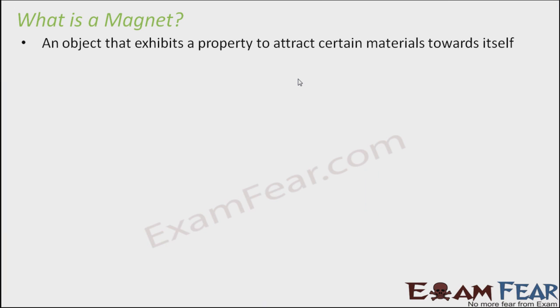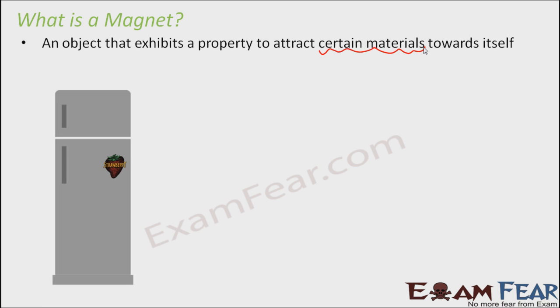So what is a magnet? It is an object that exhibits the property to attract certain materials towards itself. Please make a note that it can attract only certain materials and not all. Do not think that if you have a magnet, you can attract anything. A human being will not get attracted towards the magnet, or a piece of paper will not get attracted towards the magnet. There are certain specific materials which only get attracted towards a magnet. But why the magnet attracts those specific materials, and what are those materials? We will learn about them gradually, step by step.